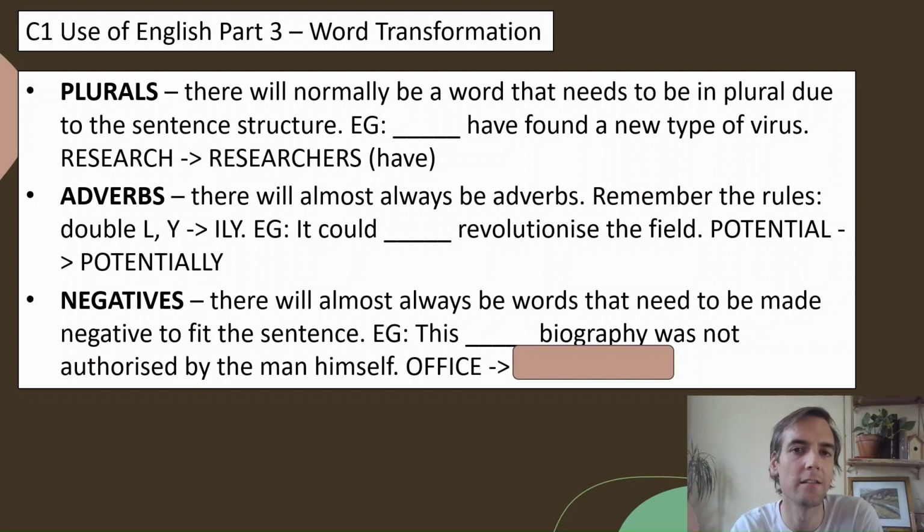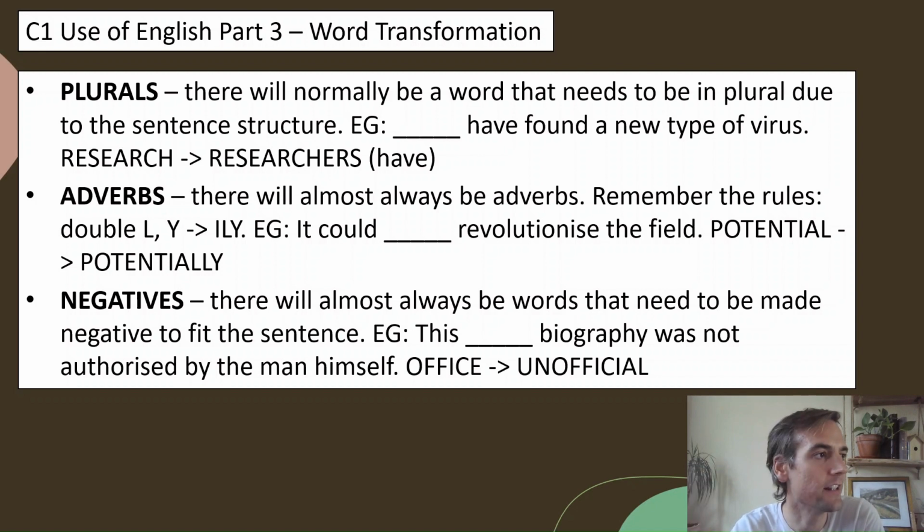Normally prefixes, they come before, that's why it's pre. In, un, dis, and so on. So this one, a biography that's not authorized by the person it's about, is not official. Is it? It's not an official biography because he didn't authorize it. It's unofficial. So from office to official to unofficial, using negatives because of the context of the sentence. So these tricks are going to apply to many questions in the exam.